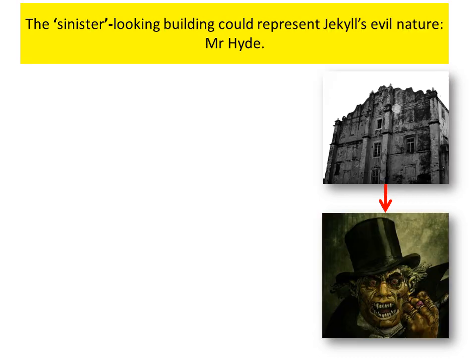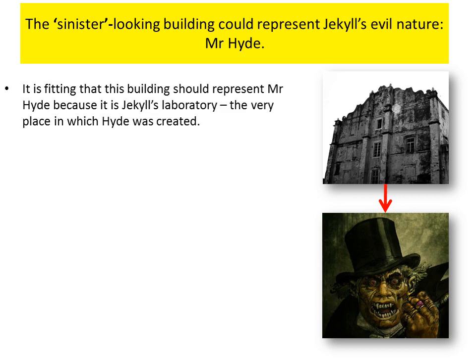Stevenson is also giving the reader a hint about Dr. Jekyll's alter ego in this extract. If a pleasant-looking street is a symbol of Jekyll's respectable reputation, then the sinister-looking building could represent Jekyll's evil nature, Mr. Hyde. It is fitting that this building should represent Mr. Hyde, because it is Jekyll's laboratory, the very place in which Hyde was first created. Stevenson cleverly describes the features of this building to thus reflect Hyde's villainous personality.